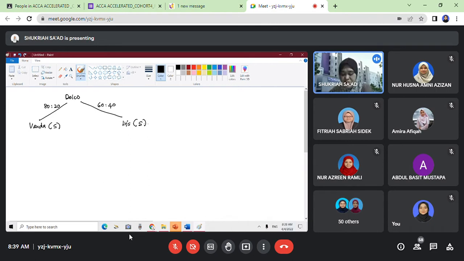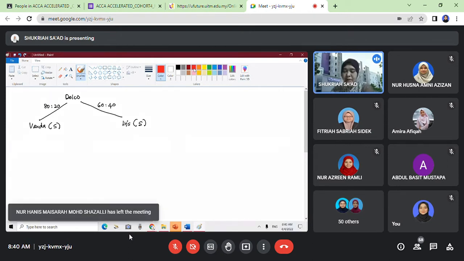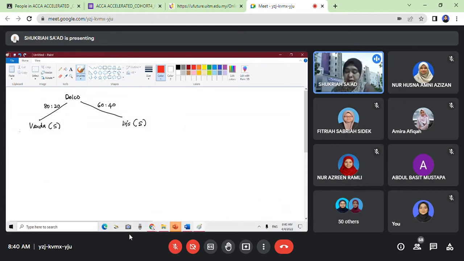Besides this information, we also have information regarding the CT, the fair value of net assets at DOA, and the NCI. Normally yang tu kita tak jot down kat sini, you just trace daripada passage. But today saya tunjuk dulu, Vanda. So yang ni tak perlu sebenarnya, we just identify the diagram and the percentage.